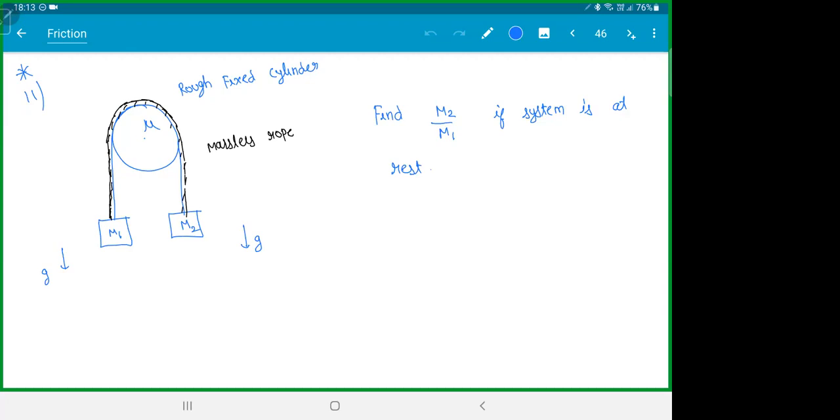Anyone tried this? You got any answer here? You can type here in the chat box. This is a little different. Think about it for a minute. I'll show you. If you have not tried, then you should have tried it.